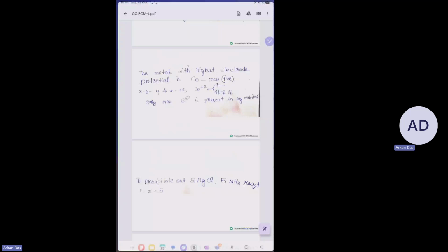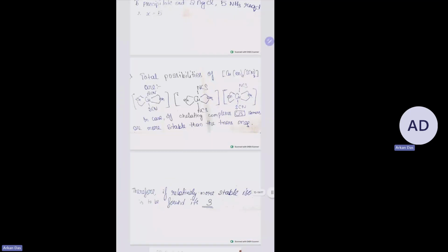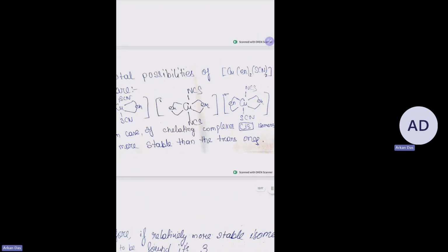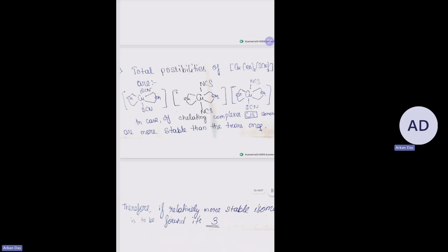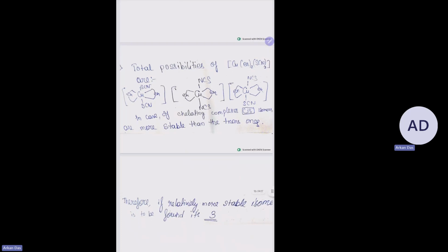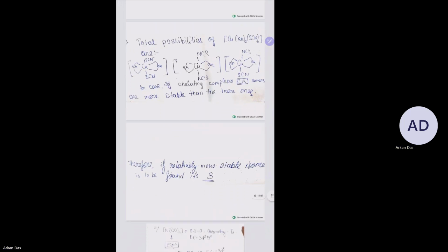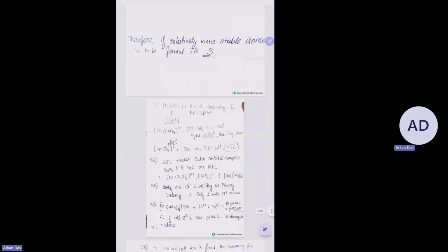In this question, they were asking us to draw the most stable ones. We have to understand that in case of Cu(en)2(SCN)2, we always will have 3 combinations: both ligands SCN, both NCS, and one NCS and one SCN. Theoretically 3 combinations are possible. Each one will have cis and trans. In case of chelating complexes, cis ones are observed to be more stable than the trans ones, and henceforth the relatively more stable isomers are found to be how many? 3. Let's go for the next question.